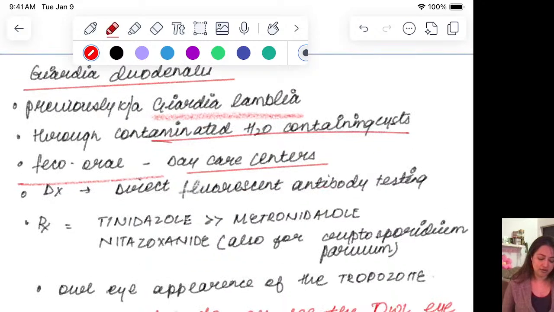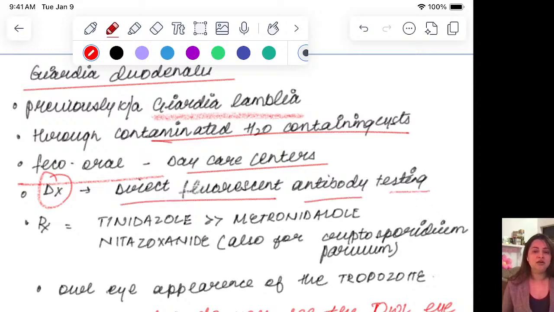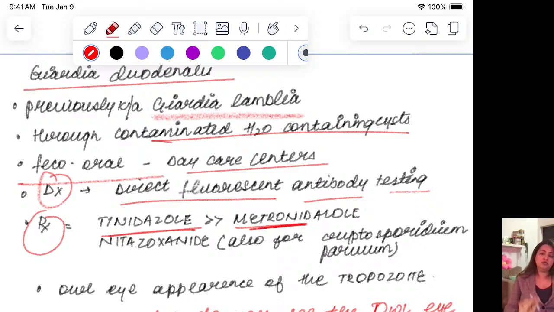How are you going to diagnose a case of Giardia? You're going to do direct fluorescent antibody testing, where you're going to identify the Giardia antigens. The treatment is very important. Which drug are you going to prefer in case of Giardia infection, giardiasis? The drug that you're going to prefer in case of giardiasis is going to be tinidazole. More than metro. Metro is not the first choice. That's the take-home message here.